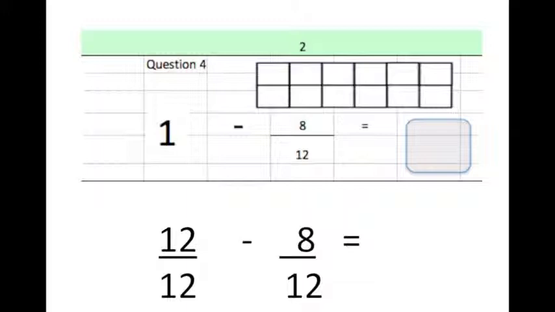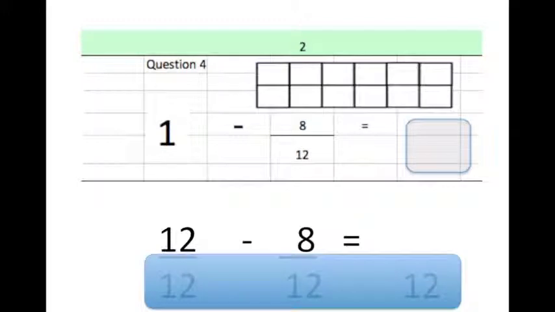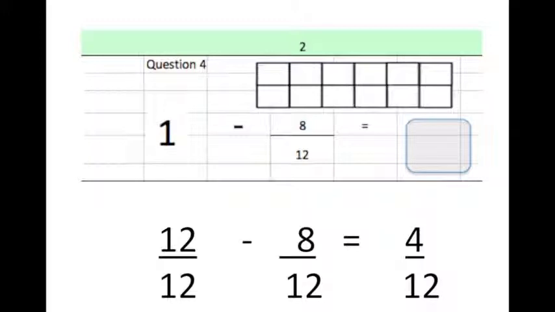Well, the bottom number, the denominator, is the same. So we'll keep that because our answer will also have 12 as a denominator. Now all we need to concern ourselves with is the numerators. 12 take away 8 is 4. 4 twelfths. We can't leave it there though, because now we must simplify it.